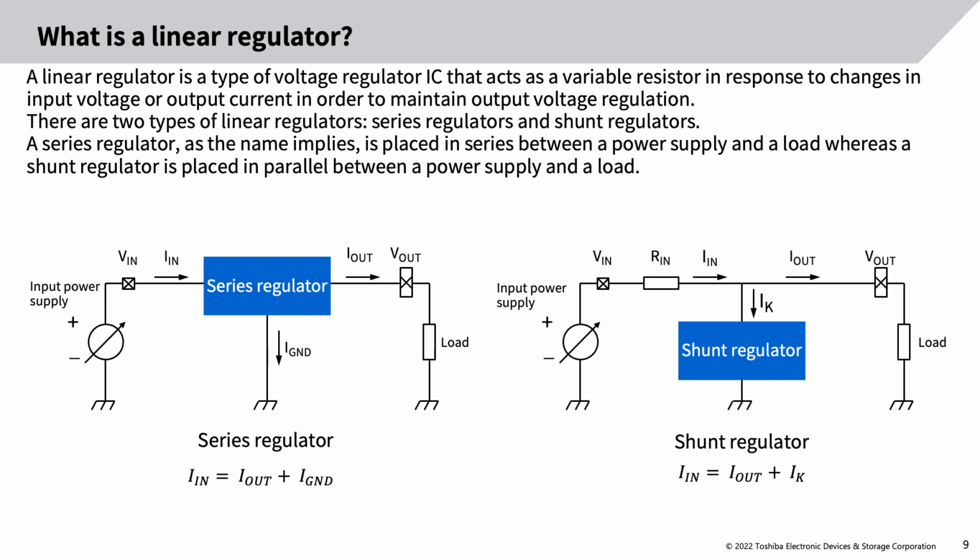What is a linear regulator? A linear regulator is a type of voltage regulator IC that acts as a variable resistor in response to changes in input voltage or output current in order to maintain output voltage regulation. There are two types of linear regulators: series regulators and shunt regulators. A series regulator, as the name implies, is placed in series between a power supply and a load, whereas a shunt regulator is placed in parallel between a power supply and a load.